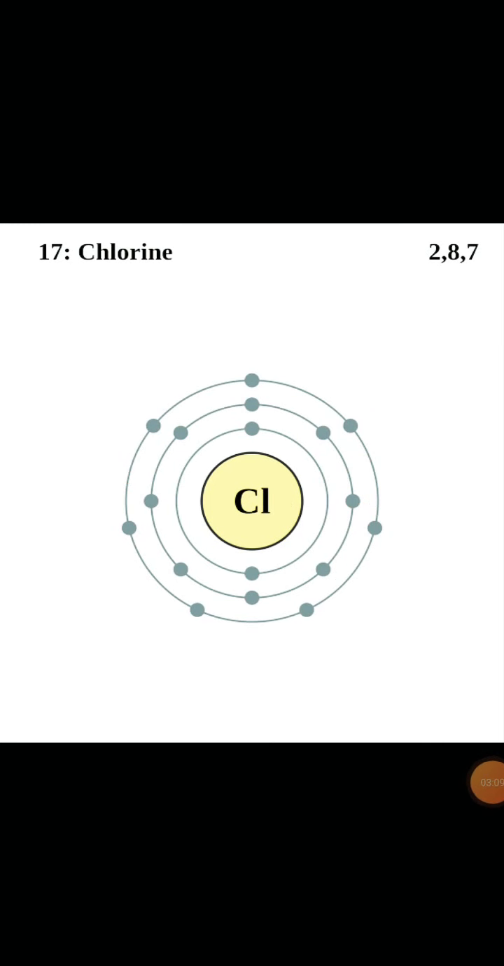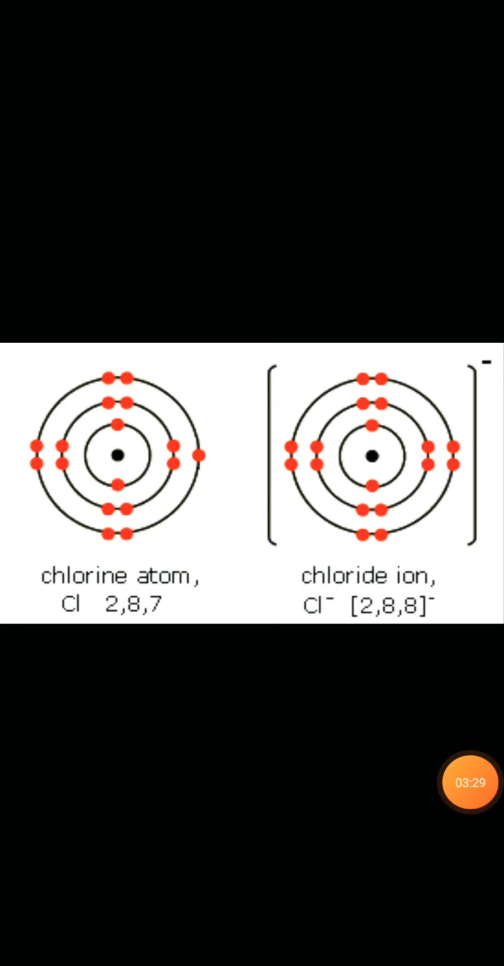Now earlier we have already talked about chlorine. Being a non-metal, it has atomic number 17. So in the first orbit we'll have 2 electrons, in the second orbit 8 electrons, and in the third orbit there will be 7 electrons. So chlorine will gain 1 electron and it becomes a negatively charged ion. So it will be called a chlorine anion.